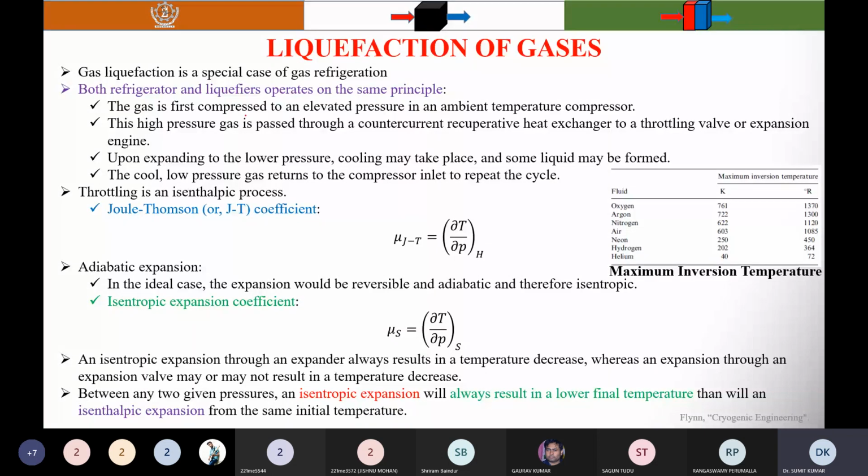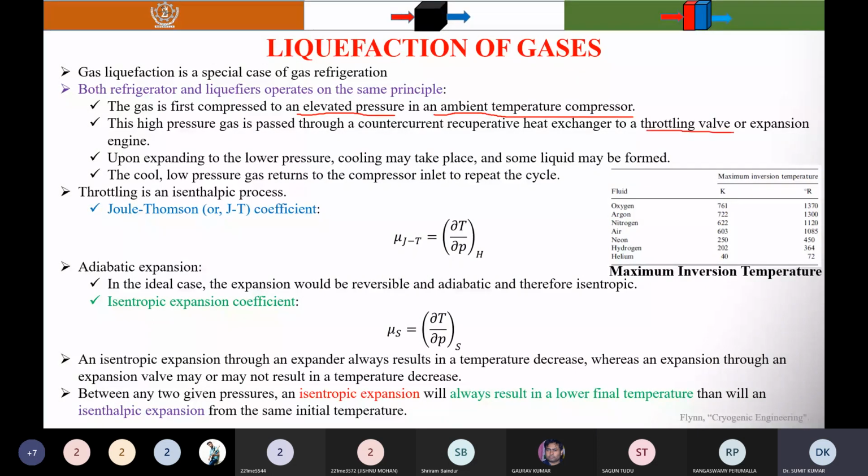First, the gas is compressed to an elevated pressure. You know that when we are compressing the gas, we use the compressor to increase the pressure. So the gas is first compressed to an elevated pressure in an ambient temperature compressor. Okay. This high pressure gas is passed through a counter current recuperative heat exchanger, where it's exchanging with the ambient. Okay, then it's expanded in a throttle valve or expansion engine.